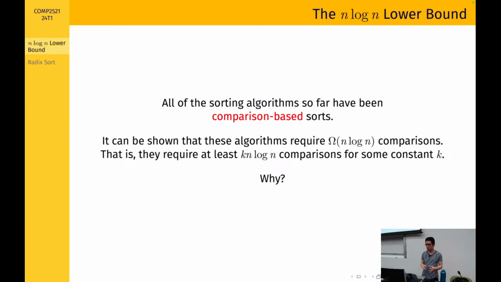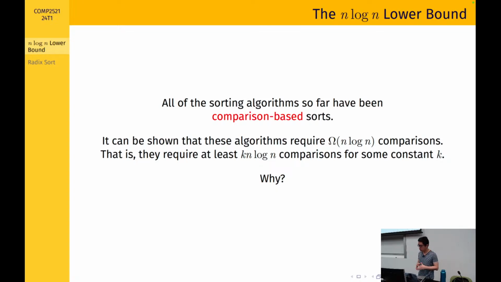And we can actually show that these algorithms require big omega of n log n comparisons. Big omega is something that we saw last Thursday, and this is the only time you'll see it in the course. What this means is that these comparison-based sorting algorithms require at least k times n log n comparisons, for some constant k. And what this means is that the best worst case that you can achieve with comparison-based sorting algorithms is big O of n log n.